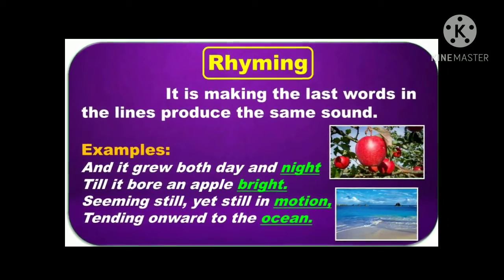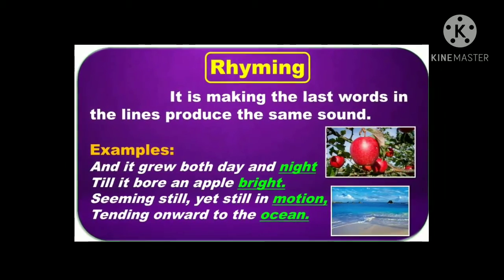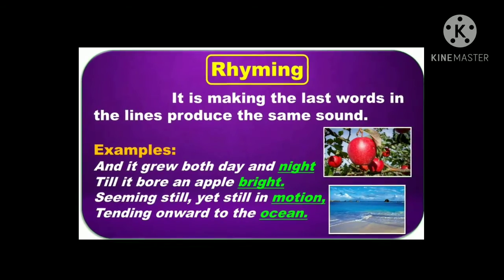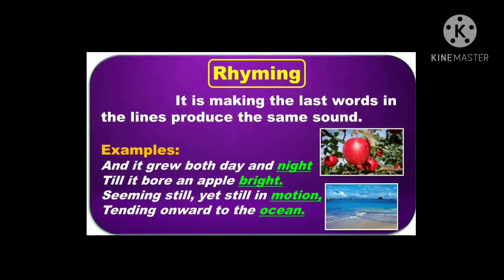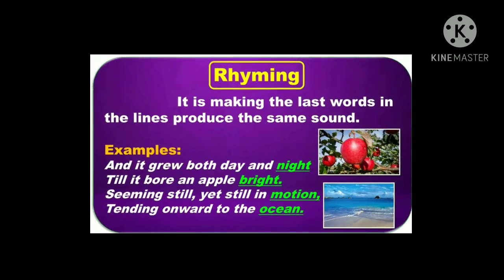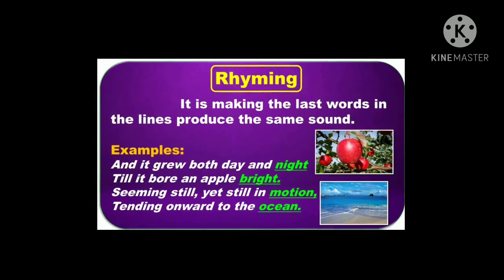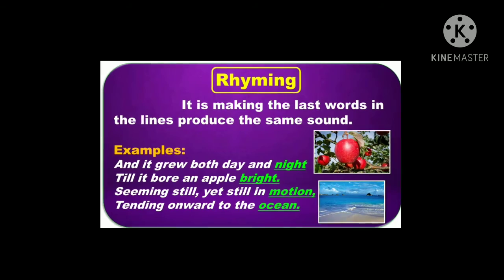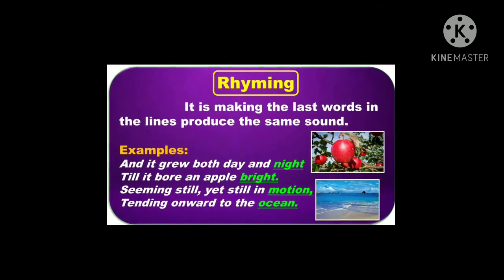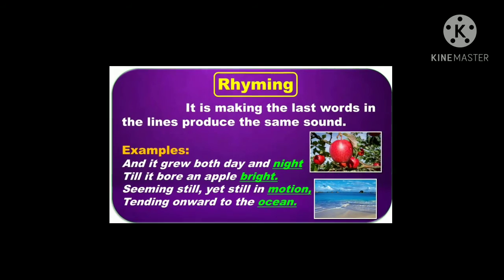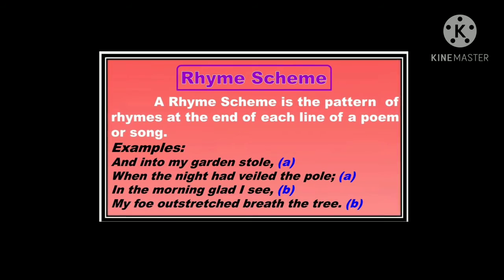Look at the example: And it grew both day and night till it bore an apple bright, seeming still yet still in motion, tending onward to the ocean. Here, look at the last words. Night and bright give the same sound. At the same time, motion and ocean give the same sound. So these four words are called rhyming words. Got it? Yes. And the last one is rhyme scheme.